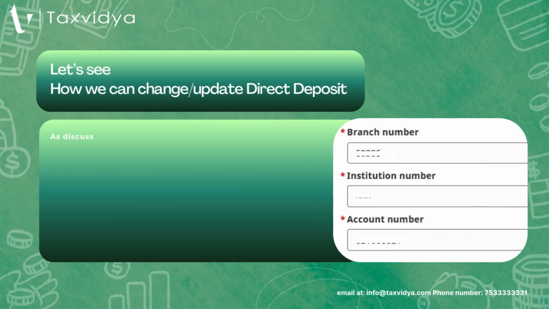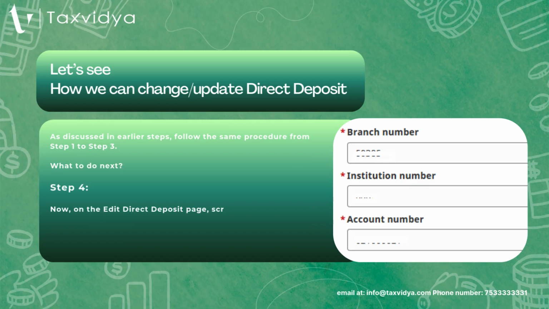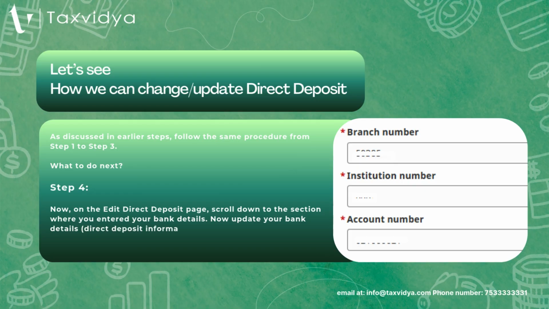Let's see how we can change or update direct deposit. As discussed in earlier steps, follow the same procedure from Step 1 to Step 3. What to do next? Step 4. Now, on the Edit Direct Deposit page, scroll down to the section where you entered your bank details. Now update your bank details and direct deposit information, and click Next to review and submit.